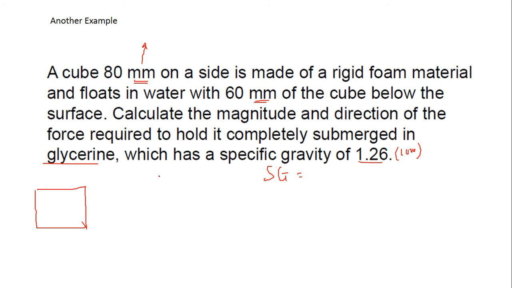Okay, doesn't matter, we will help you Syafiza. Draw your FBD first. That one you ignore dulu. Jangan risau lagi. Put your FBD and equation first, then we'll deal with the value later. So now dia kata a cube is made of rigid foam material and floats in water with 60 mm of the cube below the surface. Maksudnya dalam gambar rajah macam ni lah kan?